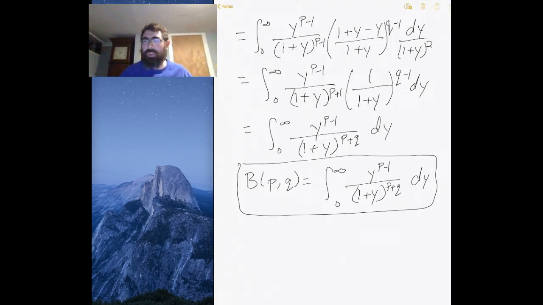So in the end, we now have a number of ways that we can write the beta function based on their range, whether it's 0 to 1, 0 to a, 0 to infinity, or 0 to pi over 2.